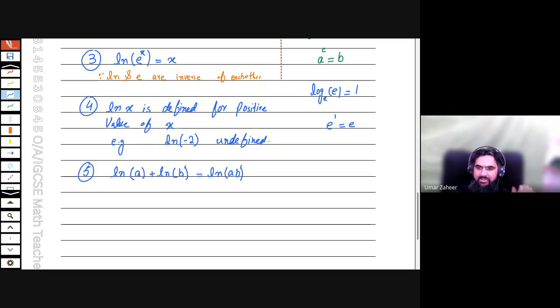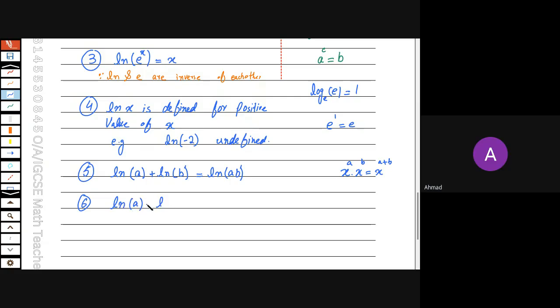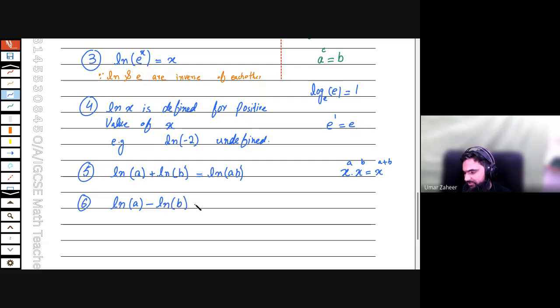It is the same rule behind it, that if your two numbers are multiplying, having the same base, we have to add the powers. So in the background, the same rule is working. We have the two natural logs, they are adding, so we have to multiply the values. And same as if they are subtracting, what we will do? Anyone? If you have two logs, they are subtracting, so we have to divide the values in a single log.